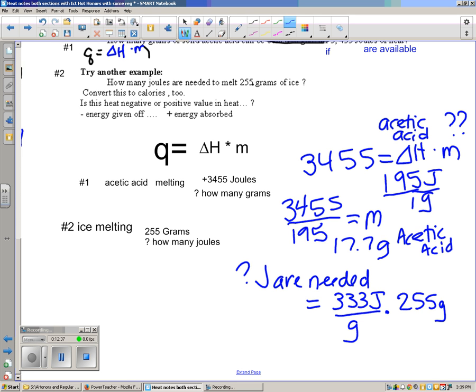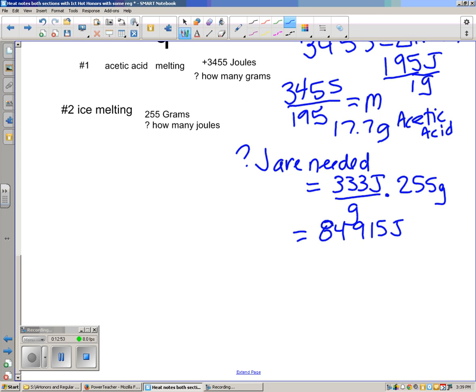84,915. Now you don't need all those significant digits, but when you look at that, you're going to base it on the 255. The 84,915 joules you would round to 84,900 joules, and that would be positive joules. It would be positive joules because of the endothermic being melting. You need the heat to melt for both these examples.